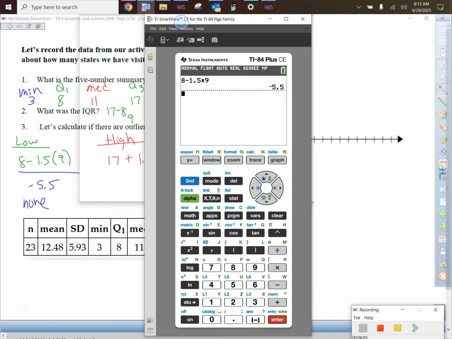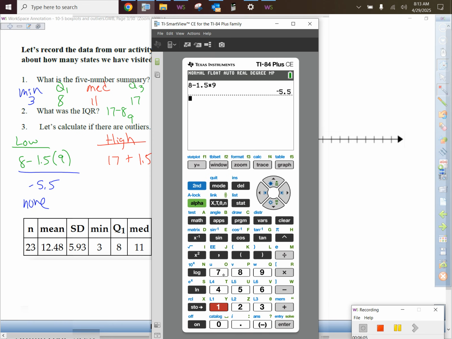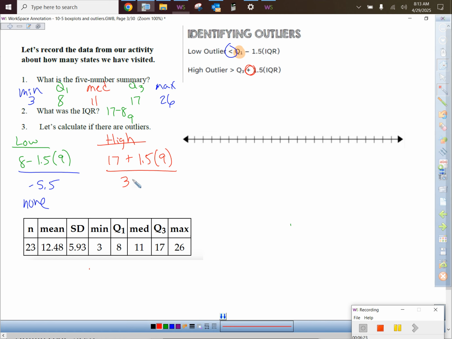Let's punch this bad boy in. 17 plus 1.5 times 9. And that is 30.5 is what I got back. This is called the high fence, or the high boundary, 30.5. Like if anybody in this room had been to 31 states or 32 states or 40 states or anything like that, anything over 30.5 with our data, that would be a high outlier.